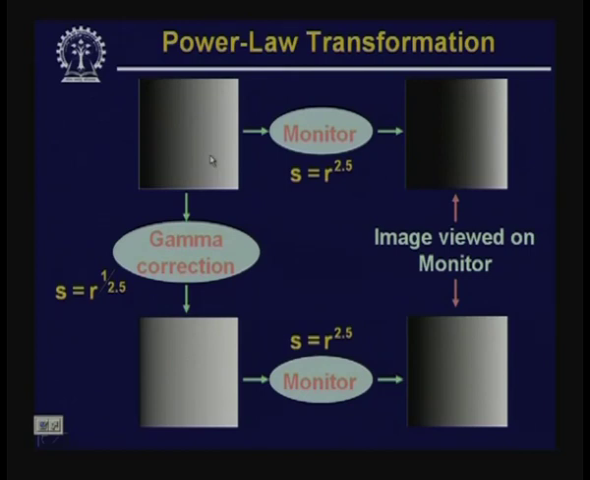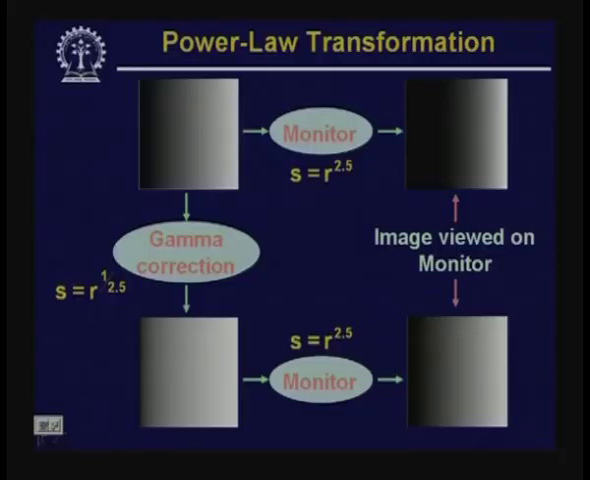So, to compensate for this, what I do is, before giving this image to the CRT for display, we go for a gamma correction. That means, you transform the image using the transformation function S equal to R to the power 1 upon 2.5. So, by this transformation, and if you refer back to our power law curves, you find that the original image now becomes a brighter image. That is, the lower intensity ranges in the input image have now been mapped to a larger intensity range in the processed image. So, as a result, the image has become brighter.